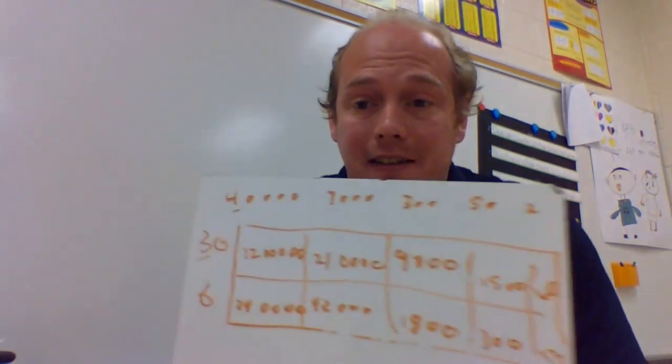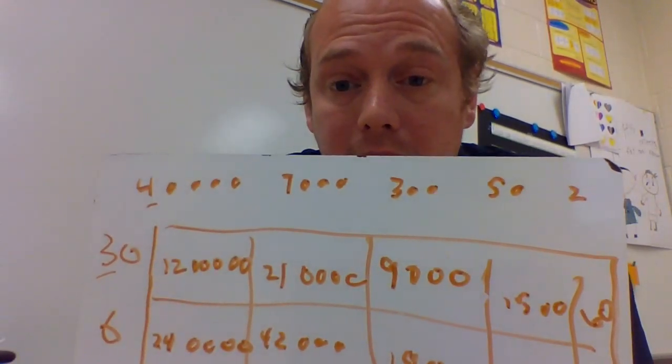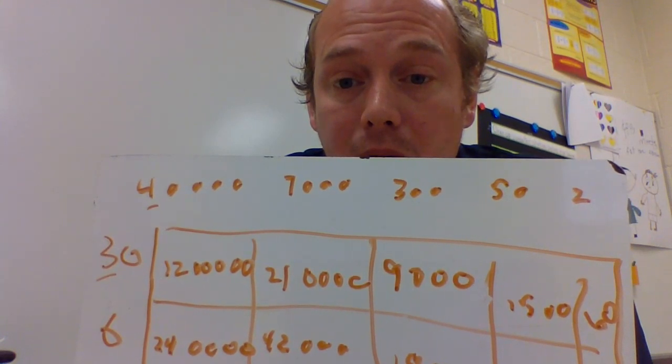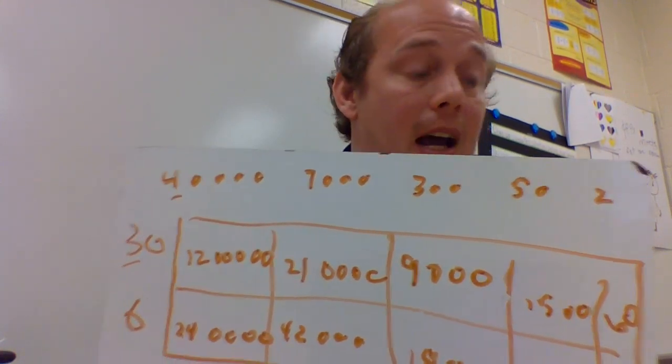3 times 5 is 15, and we add zeros. 1, 2. 6 times 5 is 30, and we add 1 0. 6 times 2 is 12, and 30 times 2 is 60. Now, you want to talk about difficult. Look at this. Those are some really big numbers. We're talking that first number is 1,200,000. However, we're going to give this box method a shot.